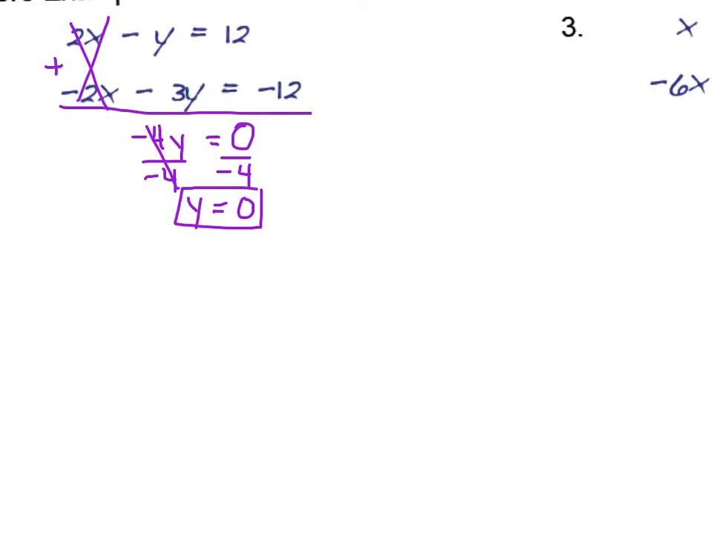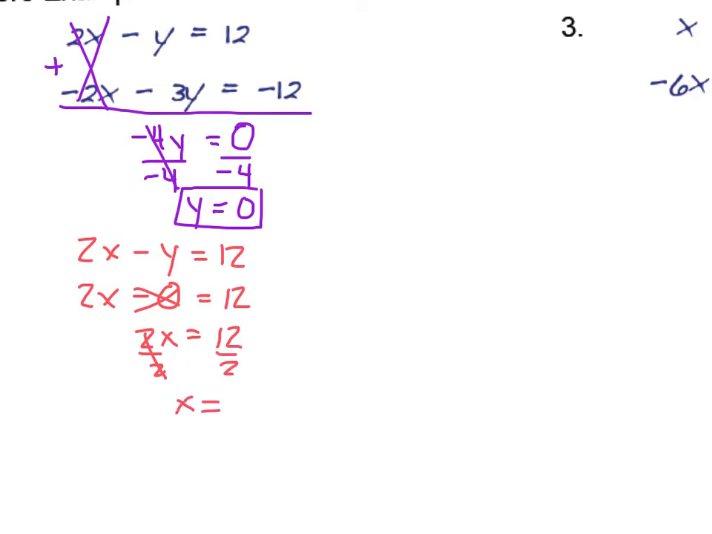Here's what I'm going to do. I see the first equation, I just have y. This is going to be a little easier for me. So I'm going to plug in 0 for y. So my first equation, 2x minus y equals 12. I'm going to take 0 and plug it in for y, so 2x minus 0 equals 12. That basically drops out, that's nothing, so 2x equals 12. Divide by 2, and you get x equals 6.